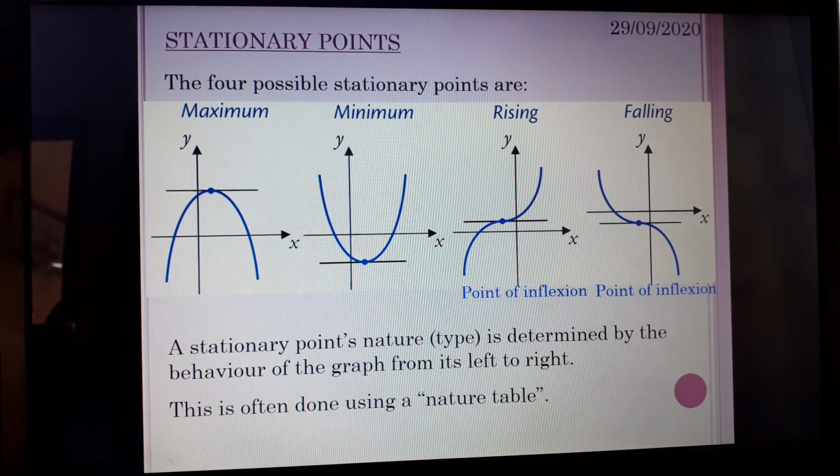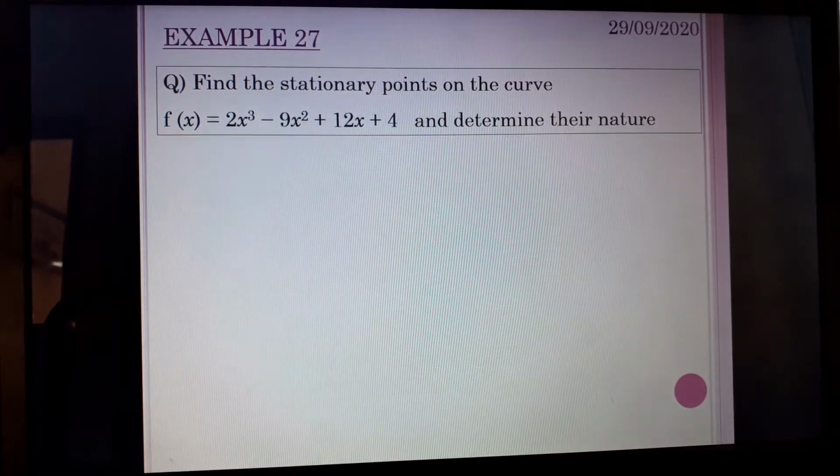So we'll look at that with a nature table instead of having to draw the graph. Let's do this example. These are lengthy questions, so you will have to try to learn the steps so that you can do these without the prompts that are given in the example. Find the stationary points on the curve and determine their nature. So we're going to find where the turning points are and then say whether they're a maximum turning point, a minimum turning point or a point of inflection.